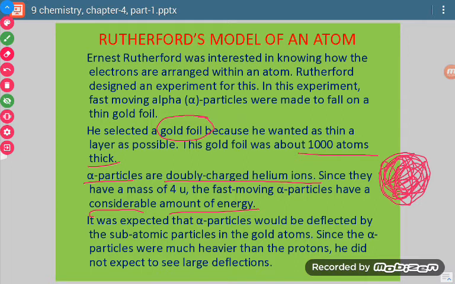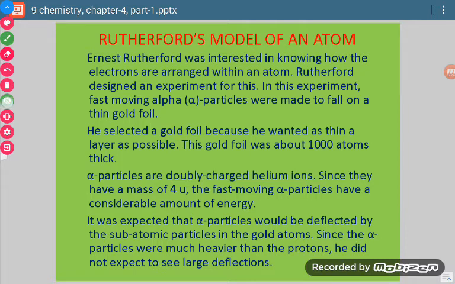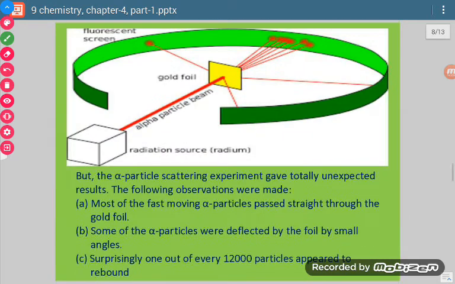Okay, so what he expected was that since they are also positively charged and this sphere is also positively charged, it will repel. But this was not seen as a result. The results were totally different. So what were the results and how was this experiment conducted, this you can see.